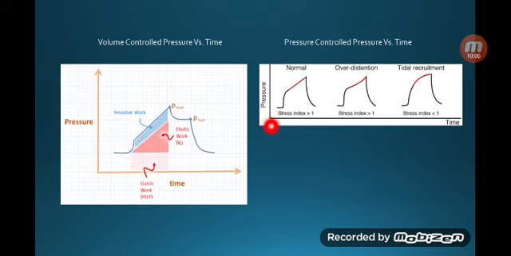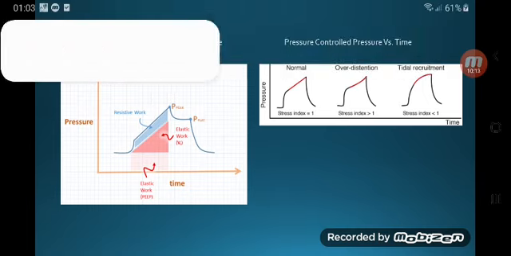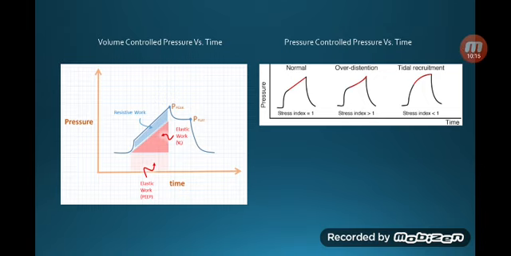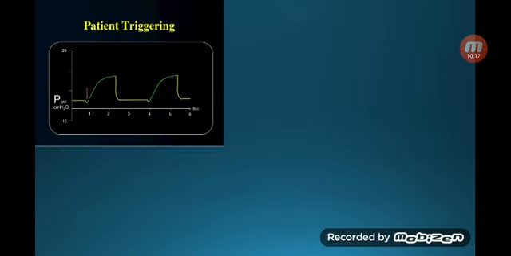And that's what we call stress index 1, which is, as I said, the normal. Stress index more than 1 is overdistension. Stress index less than 1 is basically tidal recruitment. So it's recruiting the lung slowly, but there's still room.